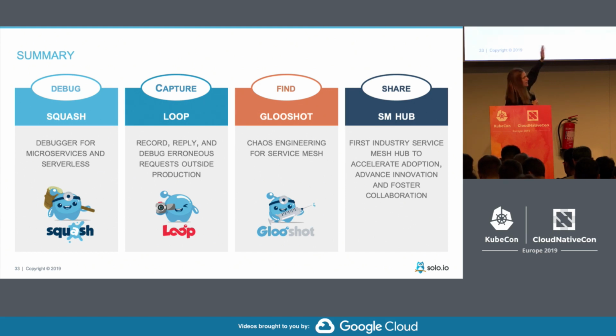Now Loop, coming up soon with the Lyft guys. Again, very simple. It will be open source, so go fix it. Go and basically capture the problem that you have in production. The last one is Gloo Shot. Gloo Shot is chaos engineering, already open source. Go make your application a little bit more resilient. And the Service Mesh Hub, again, also free. Just go and play with meshes.